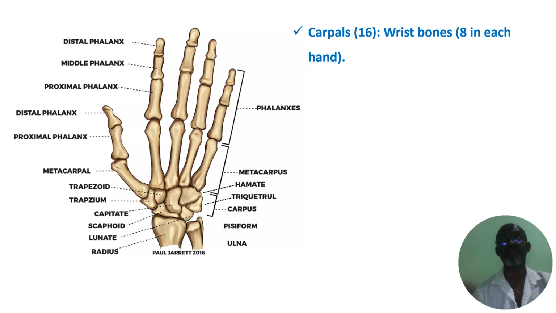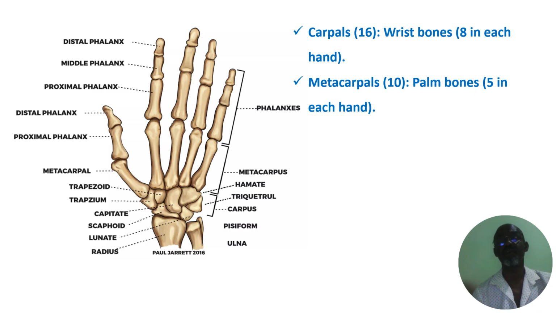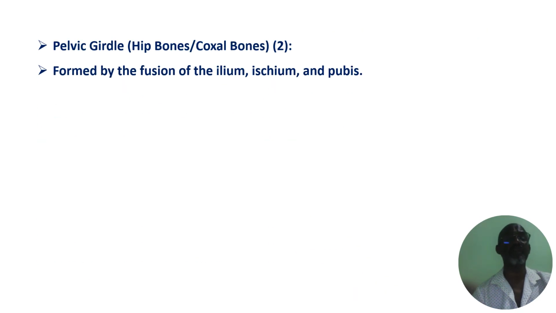Carpals: 16 wrist bones, 8 in each hand. Metacarpals: 10 in total, 5 in each hand. They are known as palm bones. And phalanges: 28 in total, 14 in each hand. And the other is the pelvic girdle.